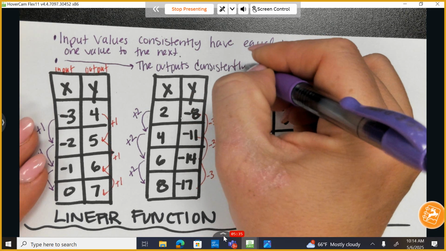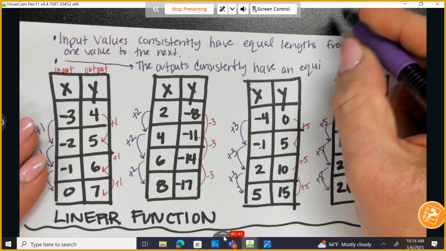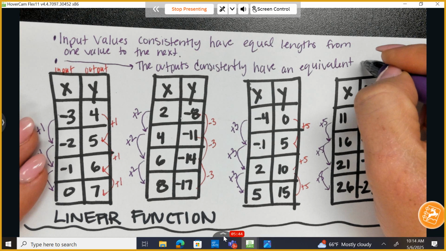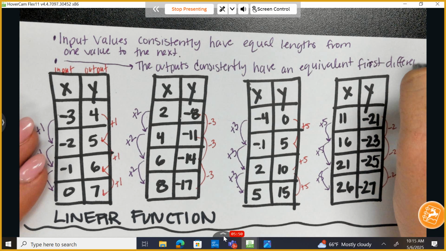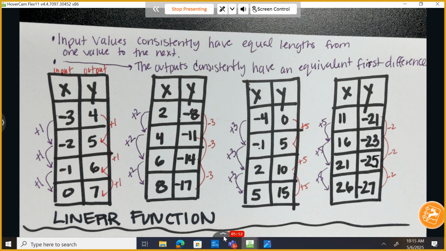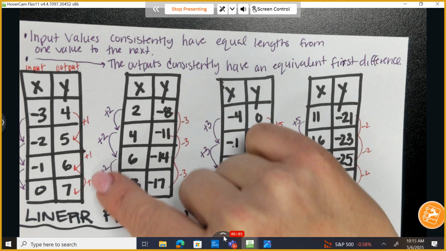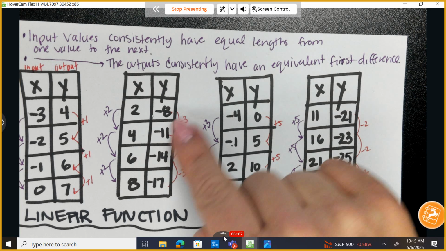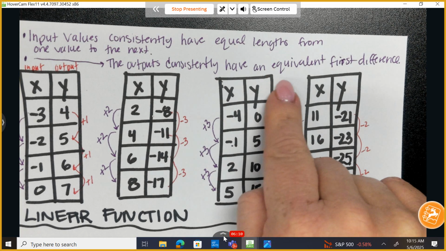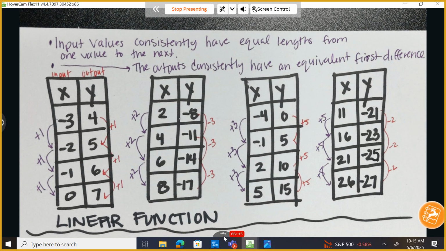consistently have an equivalent first difference. The output values consistently have an equivalent first difference. So consistently, it's happening every time. Equivalent means equal. So this would be the first difference. It's 1, 1, 1. The first difference is the same. It's consistently equal. This is the first difference from one value to the next. It's constant, equal. We are done with the first one.